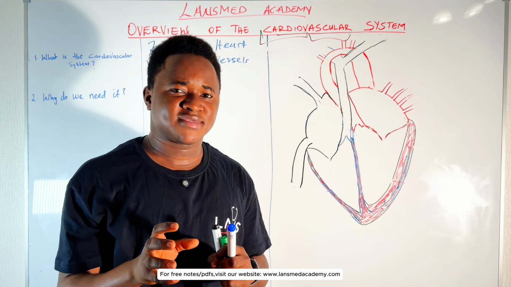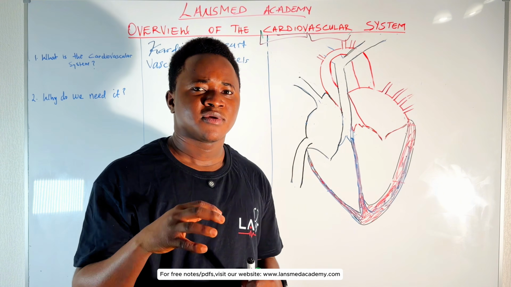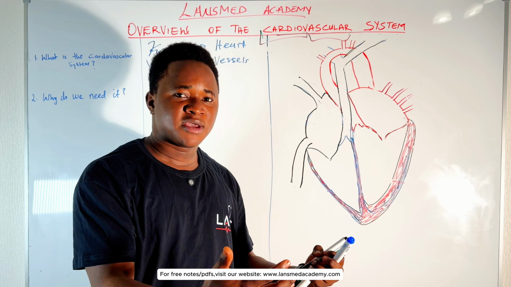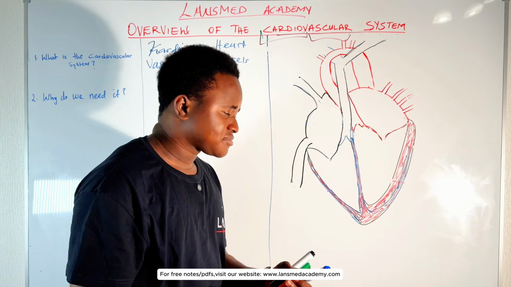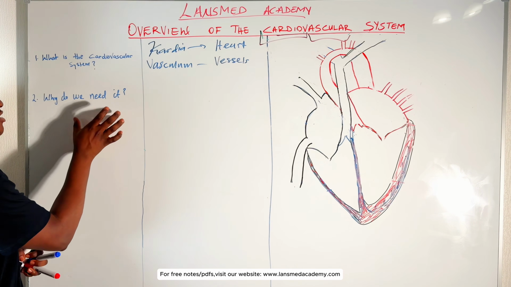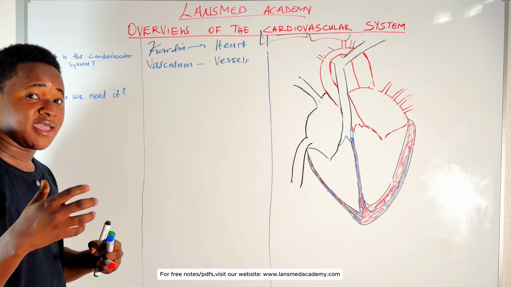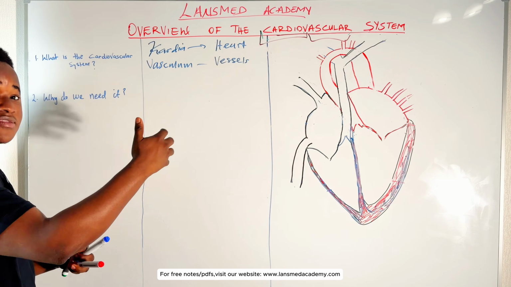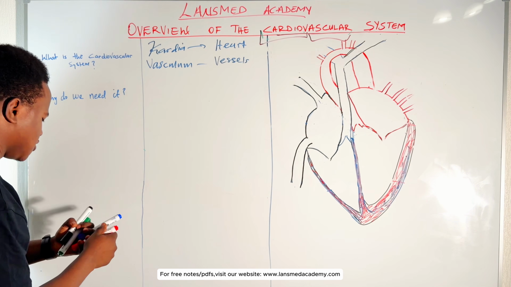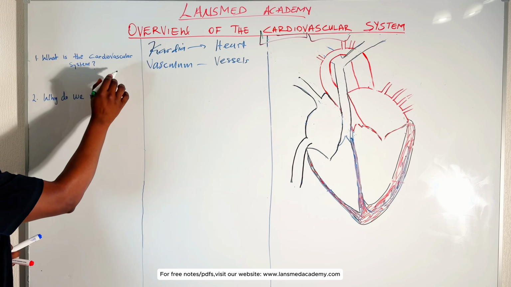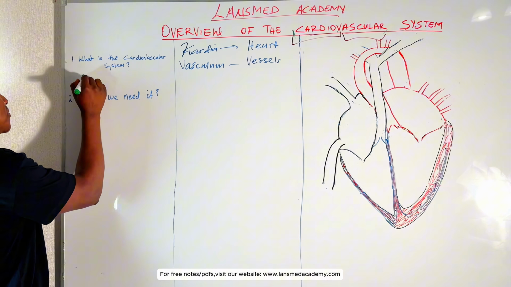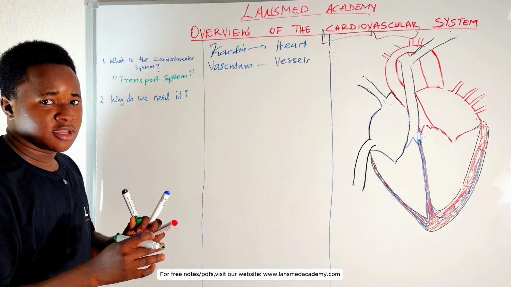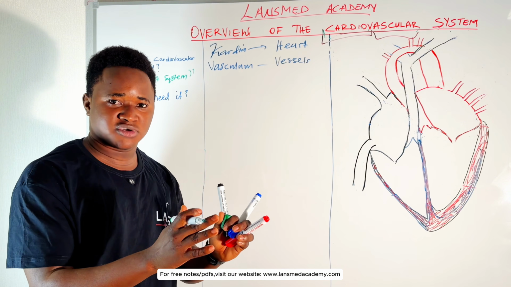But to clearly understand what this system actually does, we will say the cardiovascular system is the transport system of the human body. Now, what does this mean? Let us look at this high yield part of the cardiovascular system that examiners love to ask. Why do we need it? In other words, the importance or the functions of the cardiovascular system. I said the cardiovascular system basically is the transport system of the human body. Now, this transport system does three key or major functions.